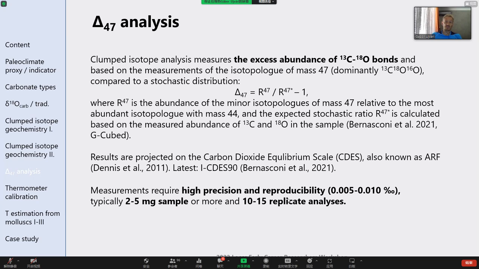These measurements require high precision and reproducibility, generally on the order of 0.05, 0.01 per mil, which can only be provided using specific instrumentation and specific laboratories. The measurements require about 2 to 5 milligram samples or more. This depends on the instrumental setup. And one temperature value with decent uncertainty requires 10-15 replicate analyses of the carbonates. So this is not easy, and it is really time-consuming and meticulous work in the laboratory.